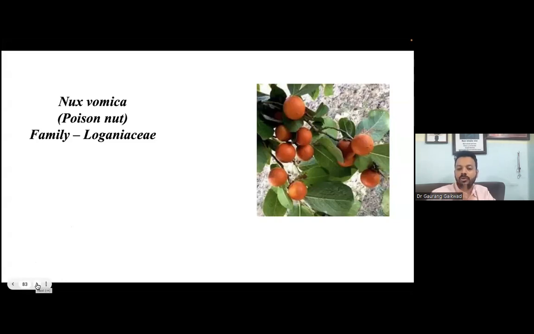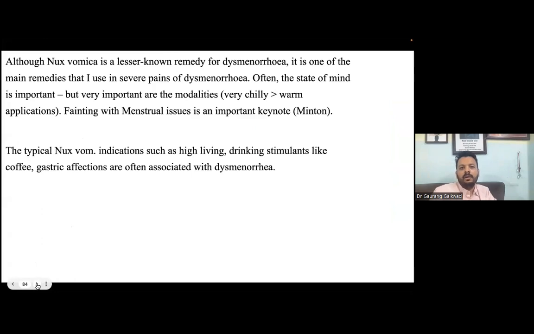Nux vomica belongs to the Loganiaceae family. Nux vomica, as you know, is one of the most important remedies I use in dysmenorrhea. I use it more often than Mag phos and Colocynth. Typically, gastric affections are very important, but the main symptom I want to tell you is written by Minton, the authority in female homeopathic literature, and she writes fainting with menstrual issues. So during the menses, they faint.